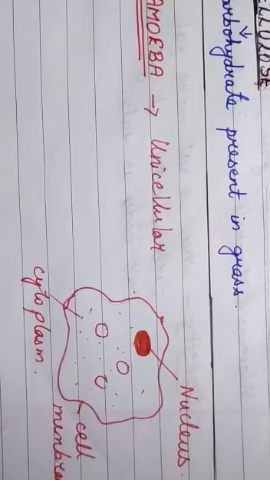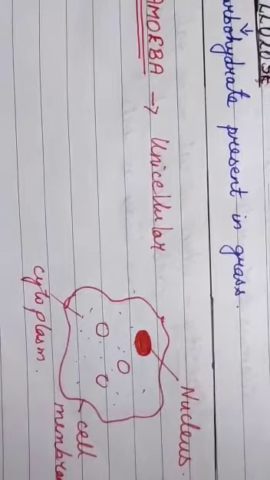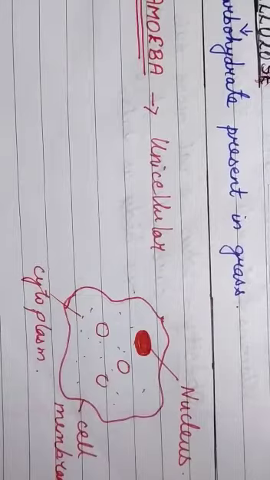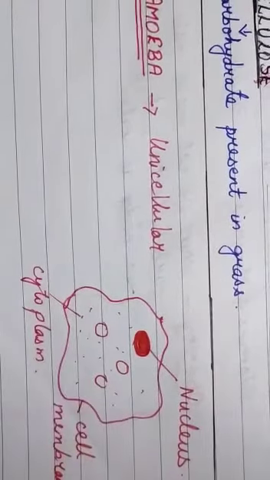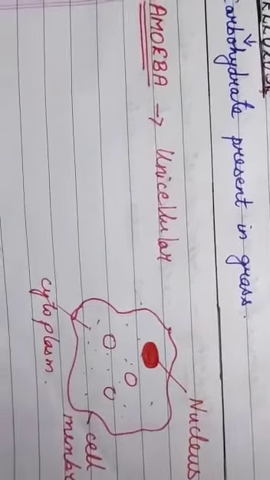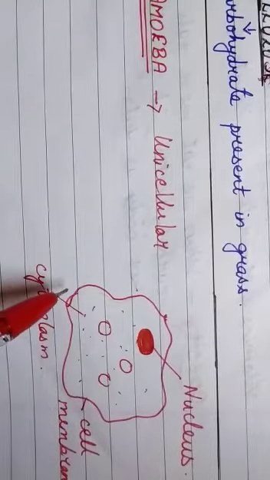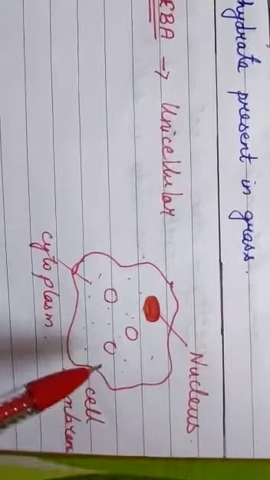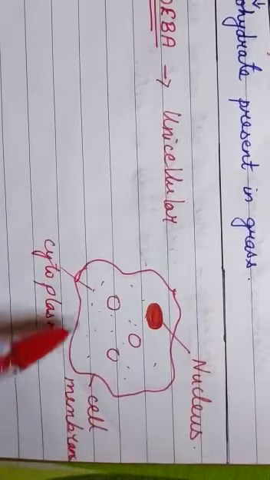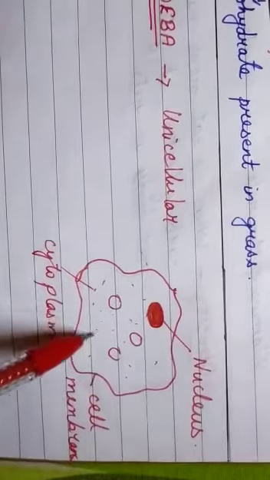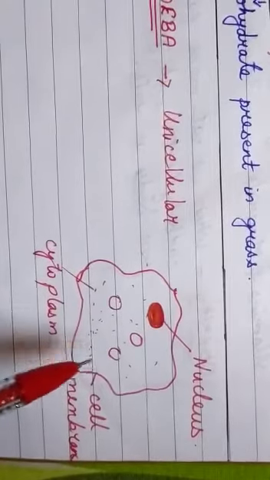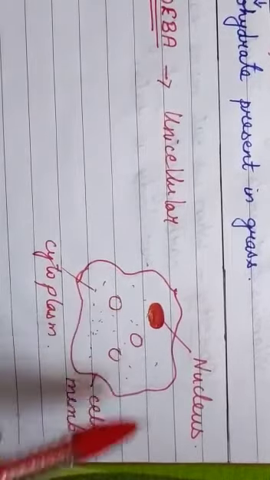Now, how does the process of nutrition take place in amoeba? We will see. Amoeba is a unicellular organism, so it will have all the things that we studied in a cell. You remember in the first chapter, it has a cell membrane, it has a jelly-like structure called the cytoplasm, and it has a nucleus.